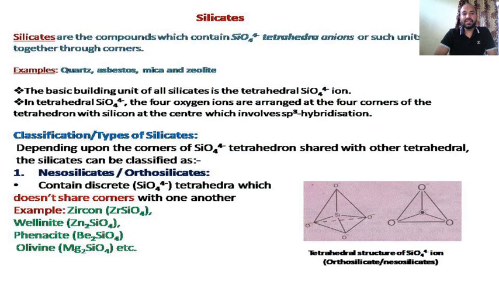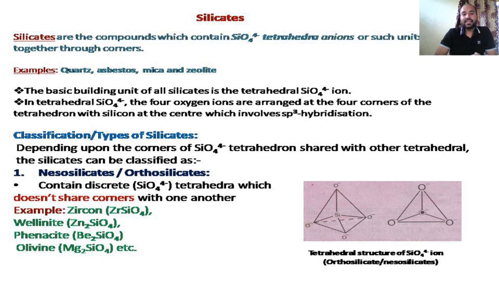What are silicates? Silicates are the compounds which contain SiO4 4- tetrahedral anions, or such units joined together through corners. Examples of silicates include quartz, asbestos, mica and zeolites.